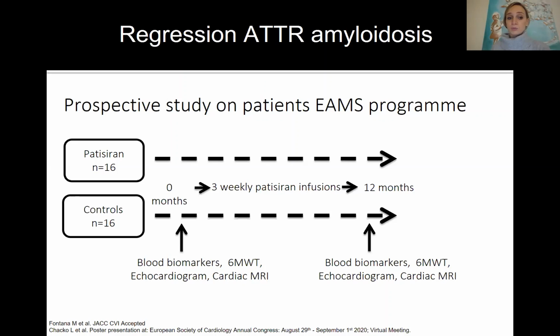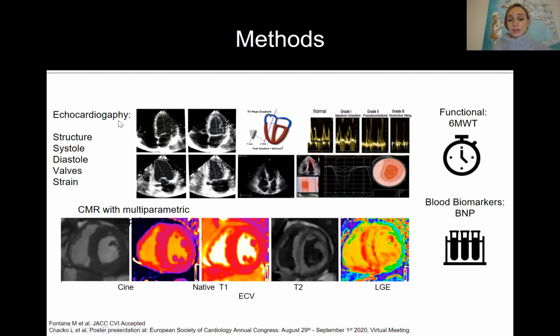This is a small study recently published in patients treated with patisiran. Patisiran is an RNA interference that is associated with an 85% reduction in average of the TTR production. And the 16 patients treated were compared with 16 controls. The patients underwent echocardiography, 6-minute walking test, blood biomarkers, and CMR with multiparametric mapping.